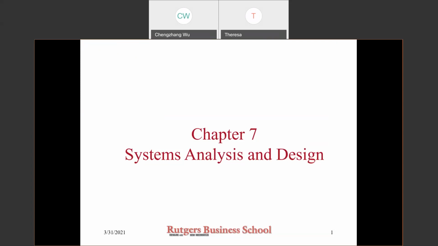we'll first distinguish between the system lifecycle, through which all systems must pass, and the system development lifecycle, which is a series of steps involved in creating a new information system. Alternatives to the traditional system development lifecycle will also be discussed in this chapter.